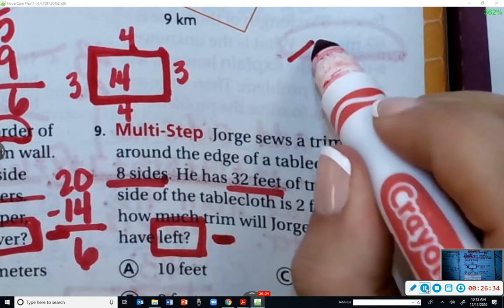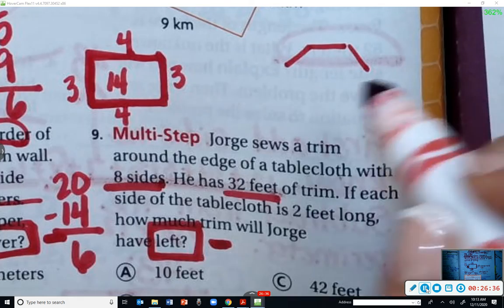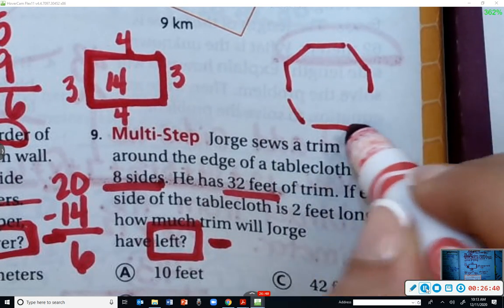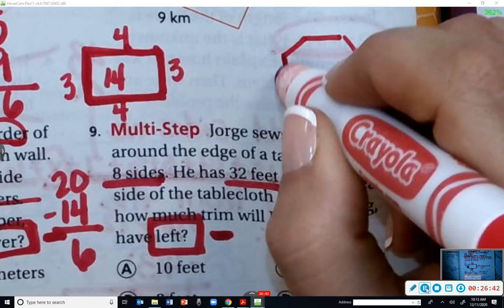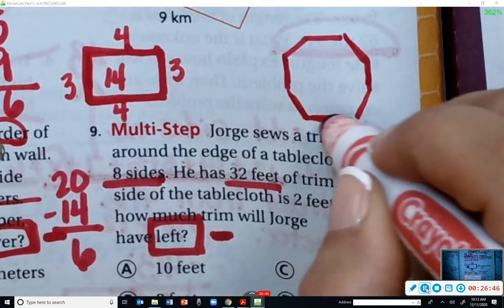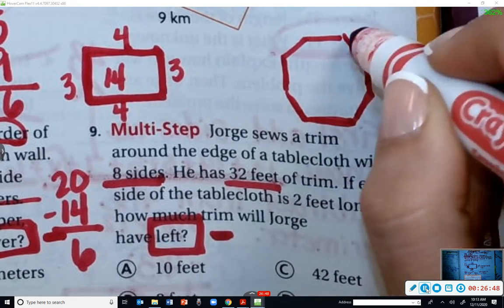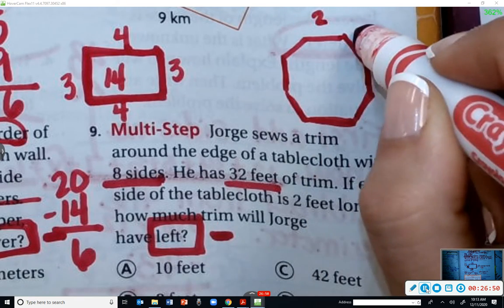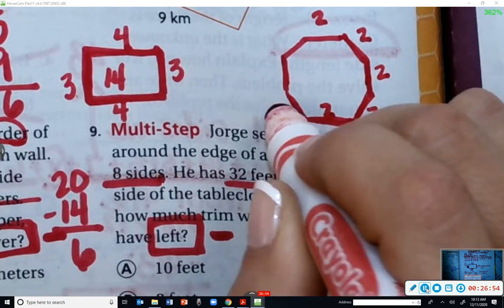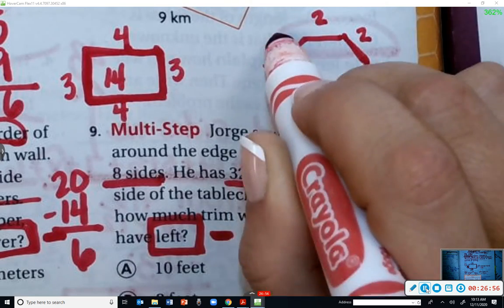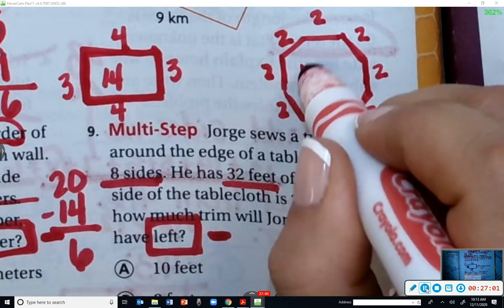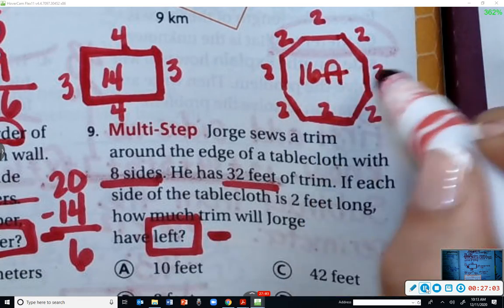So 8 sides would be an octagon, right? A stop sign. So if it helps to draw a picture, you can. And each side should be labeled what? 2. Good. 2, 4, 6, 8, 10, 12, 14, 16. So that means he needs 16 feet of trim for the tablecloth.